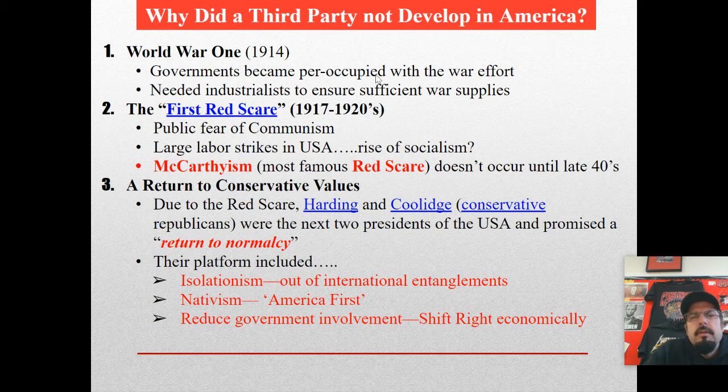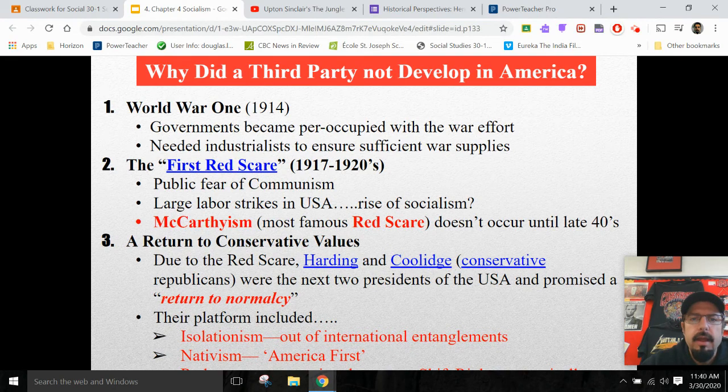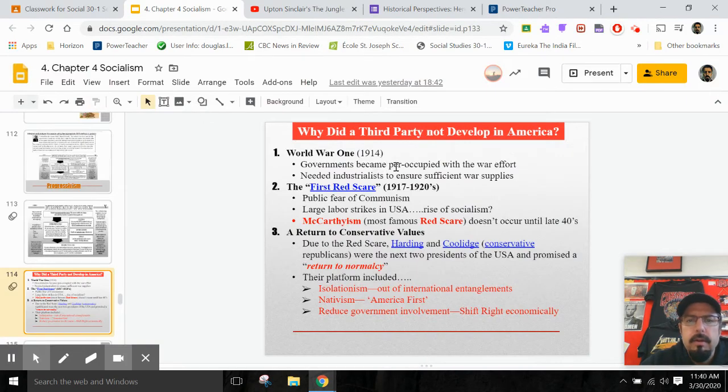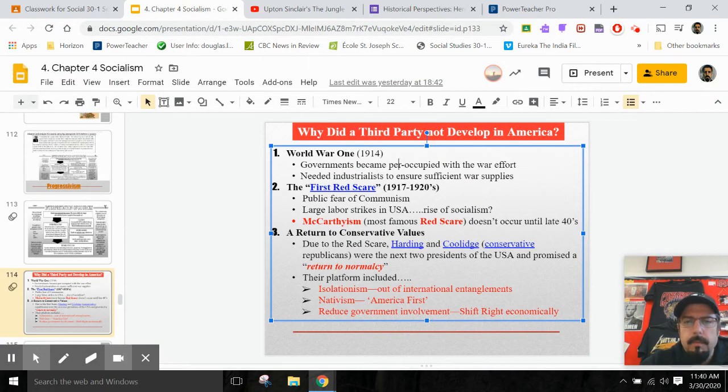So anyways, quick question: why did a progressive third party not develop in America? There were a number of reasons why progressivism actually stunted a little bit in the latter part of the 1910s. Well, one was World War One. Governments became preoccupied with the war effort. I don't know why I've never changed that. You know what? I'm going to change that right now. It's bugging me, and then we'll get right back to this. Changed.